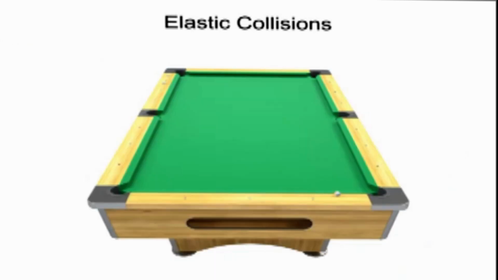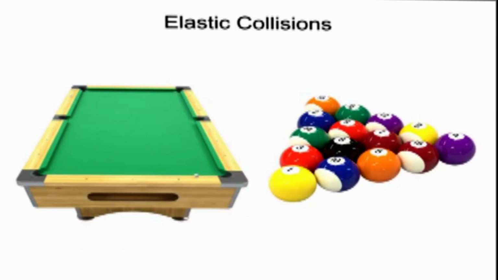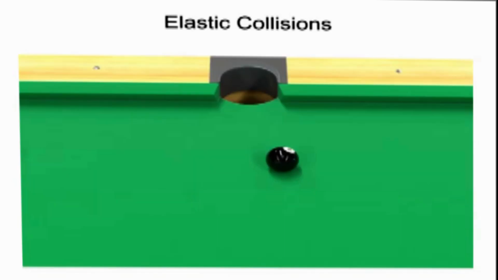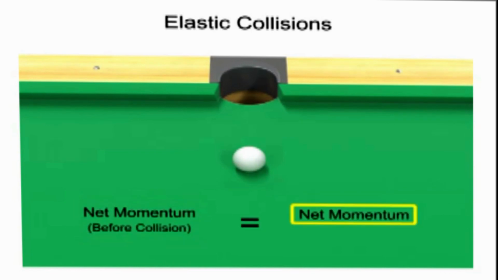Pool tables and billiard balls are designed to reduce the effect of friction, resulting in close to ideal elastic collisions. When the cue ball hits the resting 8 ball, it sets the 8 ball in motion. Having transferred all of its momentum and kinetic energy, the cue ball comes to a rest. The net momentum of the cue ball before the collision equals the net momentum of the 8 ball after the collision. Momentum and kinetic energy are transferred and conserved.